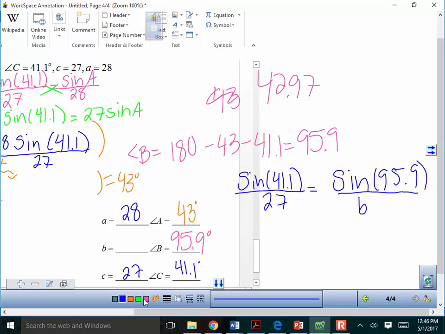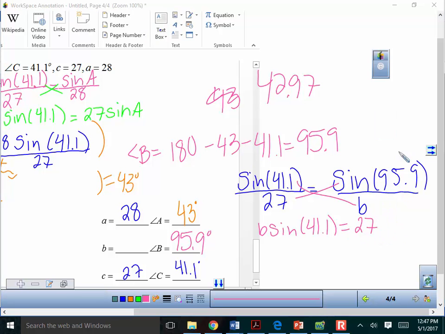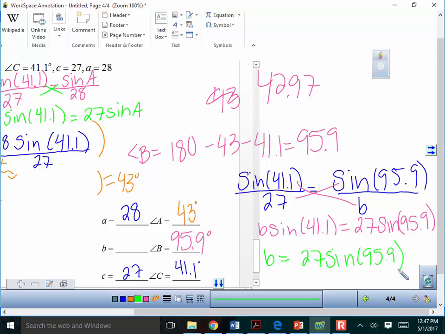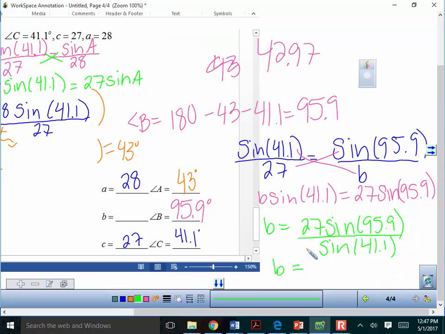Okay, so now we're just going to cross multiply and solve. And that gives us B sine of 41.1 equals 27 times the sine of 95.9. And then that's going to end up giving us B is equal to 27 times the sine of 95.9 divided by the sine of 41.1. And for those of you who were not here yesterday, if you would put this in your calculator, please, just to make sure that you know how to put this in, I'd greatly appreciate that.